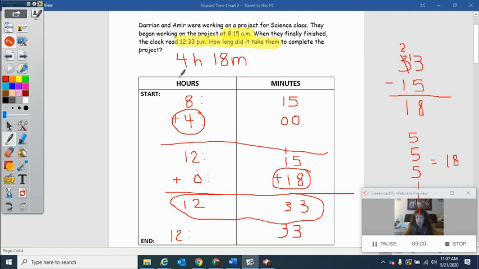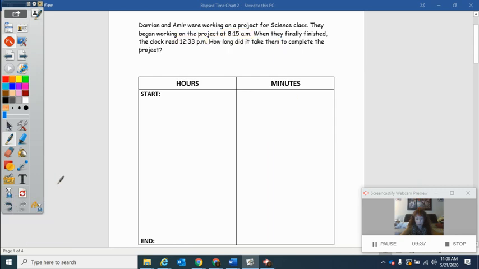I'm going to do another example that's similar but not exactly the same. And then you're going to have 2 to complete on your own that are also very similar but not exactly the same. But if you follow the same steps I did, you'll get your answer. I'm going to clear this.